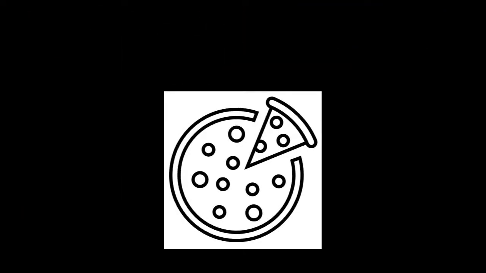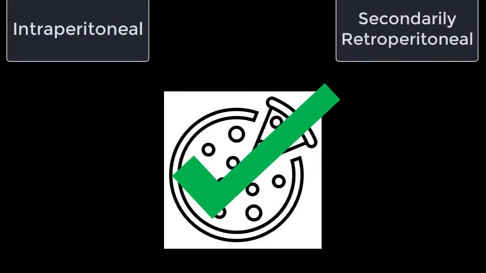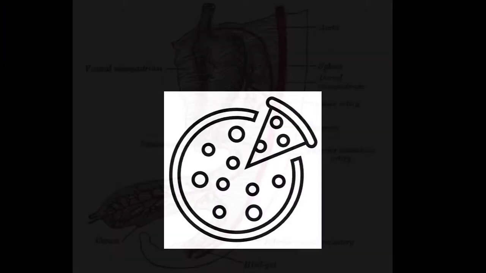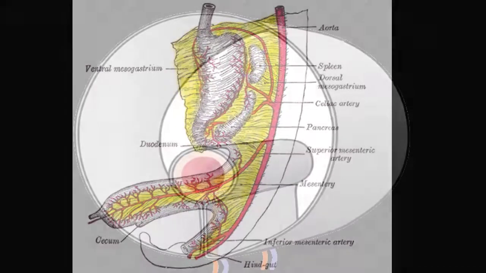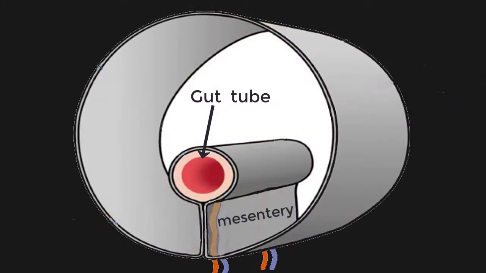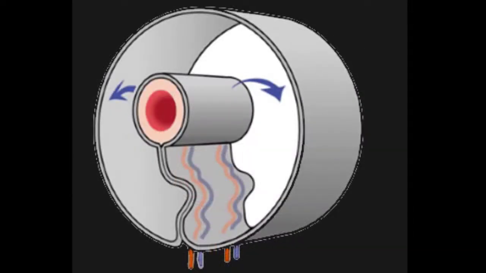If the organ does assist with digestion, then it is either intraperitoneal or secondarily retroperitoneal. Thinking back to embryological development, organs derived from the gut tube were suspended from the abdominal wall into the peritoneum via a mesentery. In a diagrammatic cross-sectional view, it might look something like this. As the organs further developed, lots of twisting and turning took place, and in the process, some of the organs were pushed up against the posterior abdominal wall.